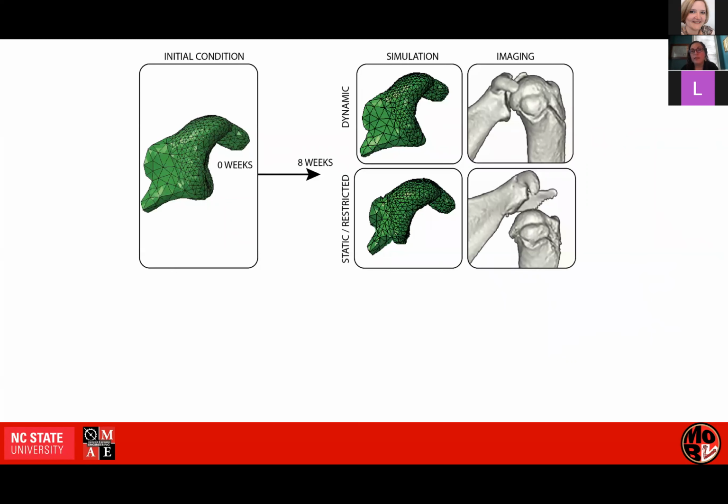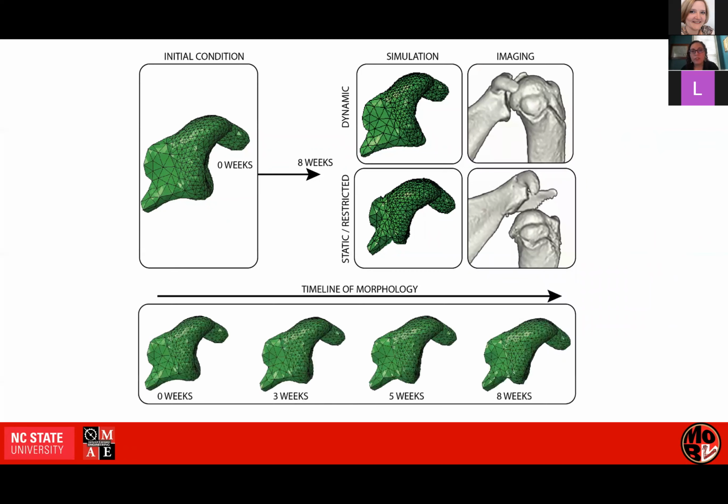and that these match really well to the images of the same animals at 8 weeks as well, which was pretty exciting. It also gives us an opportunity to see how the shape evolves over time, so that in future work we can start understanding whether different interventions applied at 3 weeks or 5 weeks can either stop or reverse the progression towards deformity.